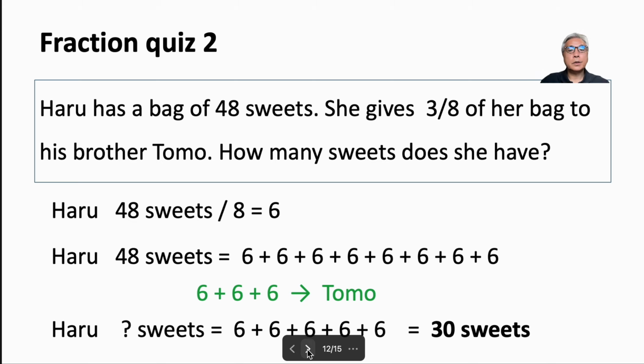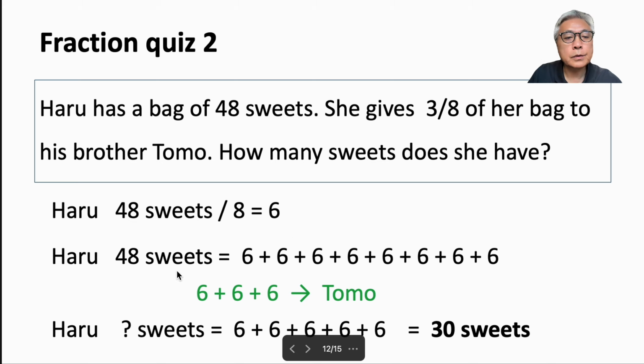Next question, I will give you some hints on how to solve this question. Question is, Haru has a bag of 48 sweets. 48のお菓子があります。She gives 3/8 of her bag to her brother Tomo. 8分の3をあげます。How many sweets does she have left? いくつ残ってますか？ 48 sweets divided by 8 equals 6.